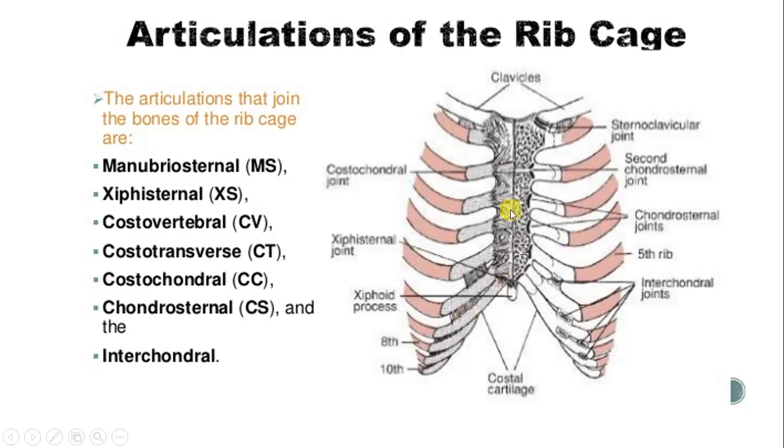Now we come to the articulations of the rib cage. So we see different joints. Anteriorly we see the joint between the manubrium and sternum, the manubriosternal joint, then the joint between the xiphoid process and body of the sternum, that is the xiphisternal joint. Then the ribs articulate with the vertebrae, and with the costal cartilages. The costal cartilages make joints with the lateral border of the sternum, and there are also joints between the costal cartilages.